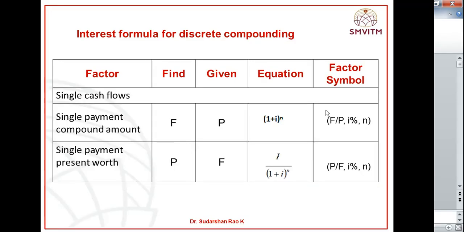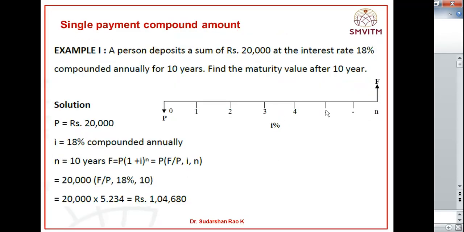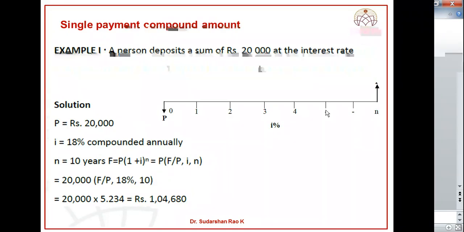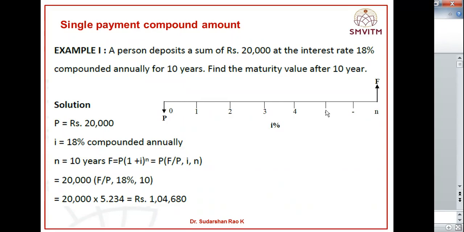Let's see an example for the first formula, single payment compound amount. A person deposits a sum of rupees 20,000 at an interest rate of 18% compounded annually for 10 years. Find the maturity value after 10 years, that is, at the end of the 10th year. That is the future value, if you deposit now, that is the present value. This is the cash flow diagram. Here cash outflow is negative, that is the present value you are depositing. Cash inflow is positive, the upward arrow.